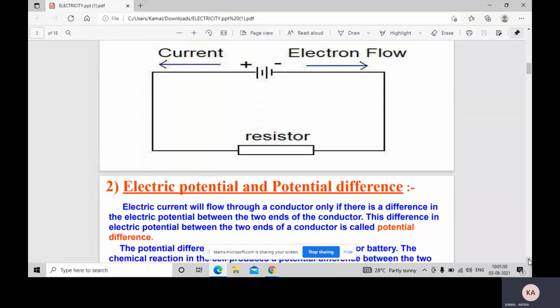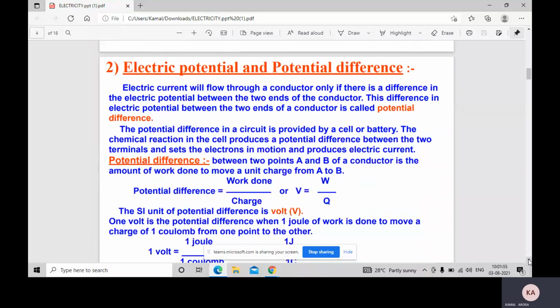Now we come to the next topic, electric potential. What do you mean by electric potential or potential difference? We can even say it is voltage. Electric potential means what? It is the amount of work done in bringing a unit test charge from infinity to that charged body. It is represented by EP.